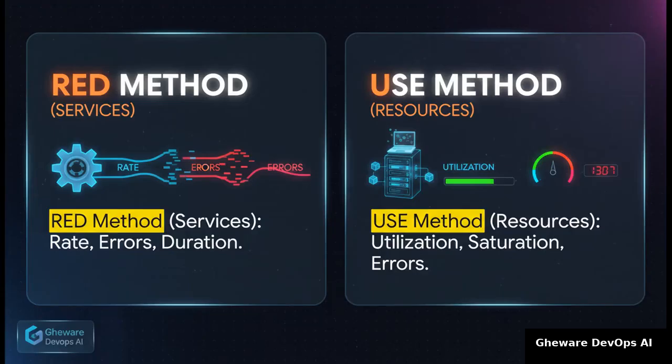Now, when you're building these dashboards, please don't just throw random charts on a screen. Use proven methodologies. For your services, use the RED method. Track the rate of requests, the number of errors, and the duration of those requests. For your resources, like a CPU, use the USE method. Track its utilization, saturation, and errors. These frameworks give you instant clarity when you're under pressure.